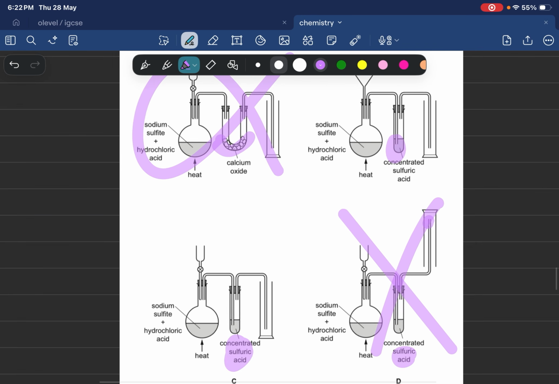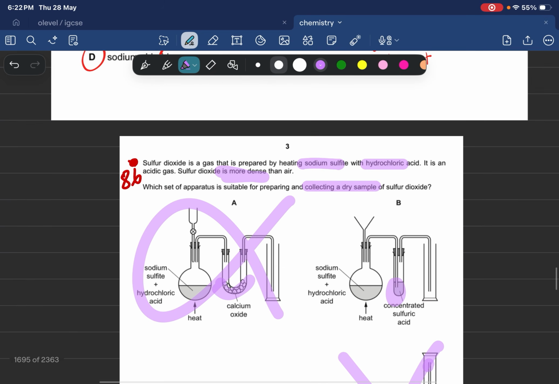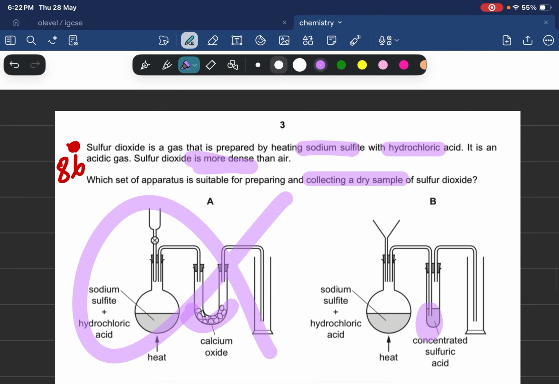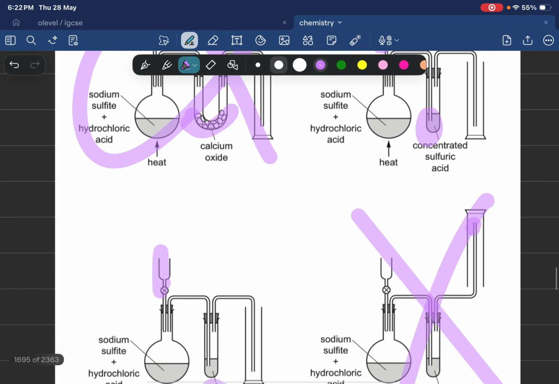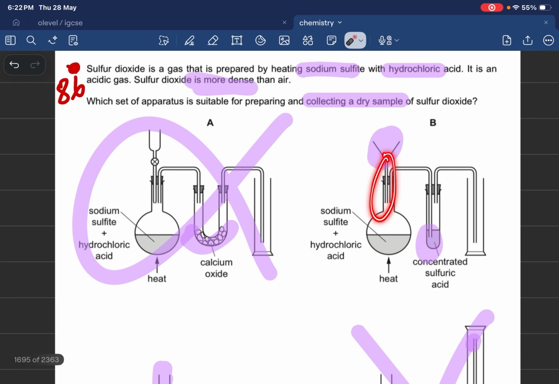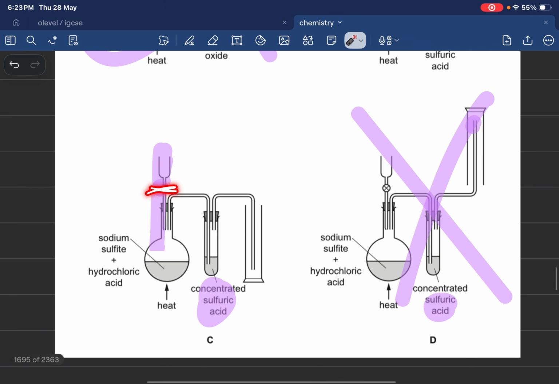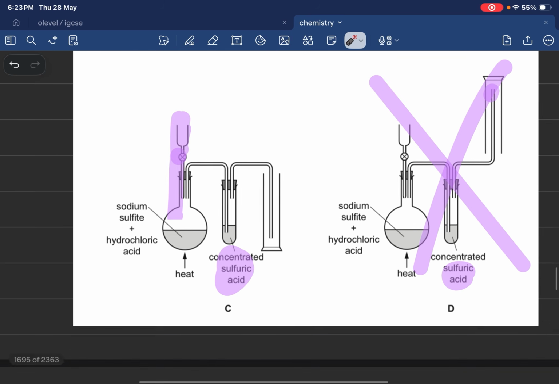Now, since we have to add acid, I don't think we're going to use a funnel to add the acid. That's not a good idea. We should use a burette so that a limited amount gets added, and if we have a funnel, there's going to be a problem. Sulfur dioxide gas can escape from here, but if we have a burette, we can close it. So I think it's going to be option number C.